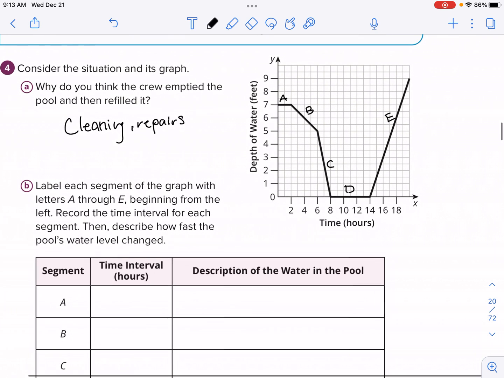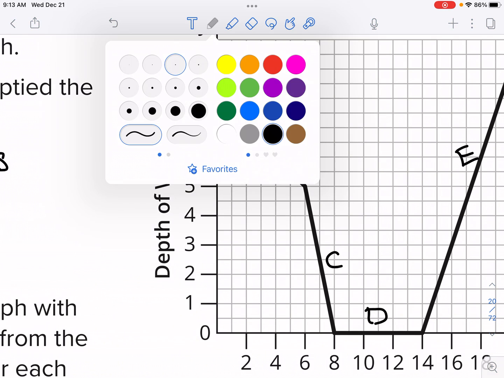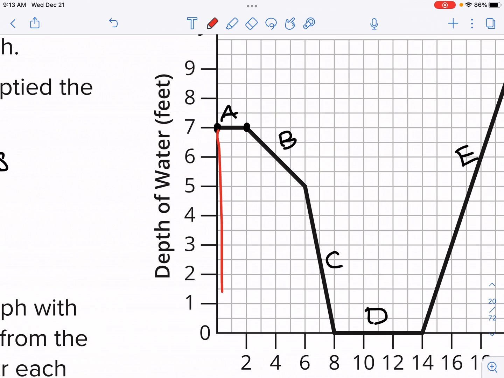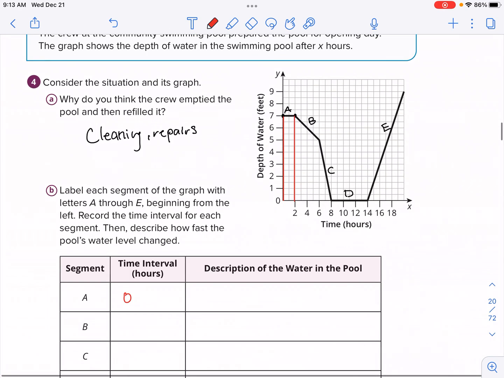Okay, so let's do this in parts. So for A, what's happening here? That's where we've got to find the 2 points on the side of the line segment, like this and this. Put this in a different color. So this is from 0 hours to 2 hours. So 0 to 2.